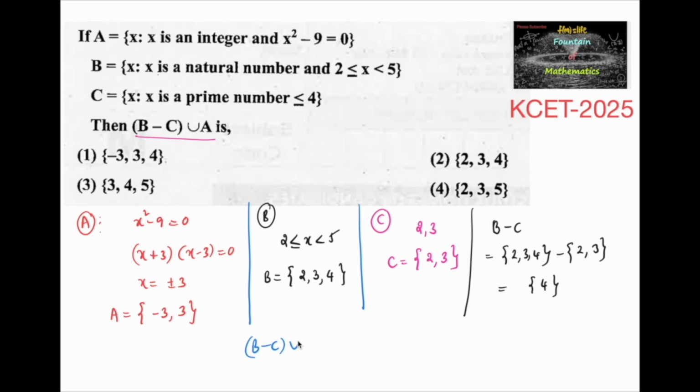(B minus C) union A is equal to {4} union A, where A's value is {minus 3, plus 3}. So we can write {minus 3, plus 3, and 4}, which is our option 1. So {minus 3, plus 3, 4}.